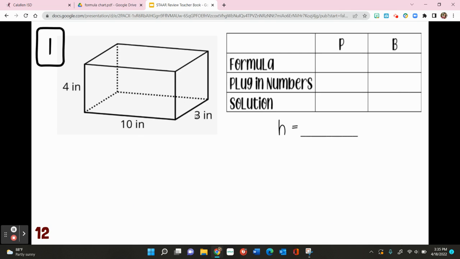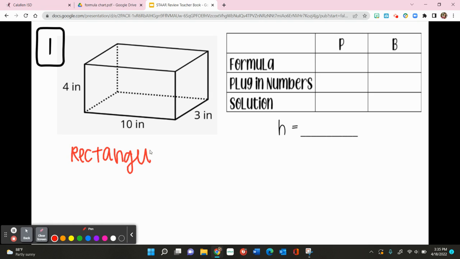So looking at number 1, this is a rectangular prism. So make sure you label this as rectangular prism. Now, the first thing we want to do is identify our base. Now, remember, on a rectangular prism, your base is always the bottom. So here, this is the base of my rectangular prism.